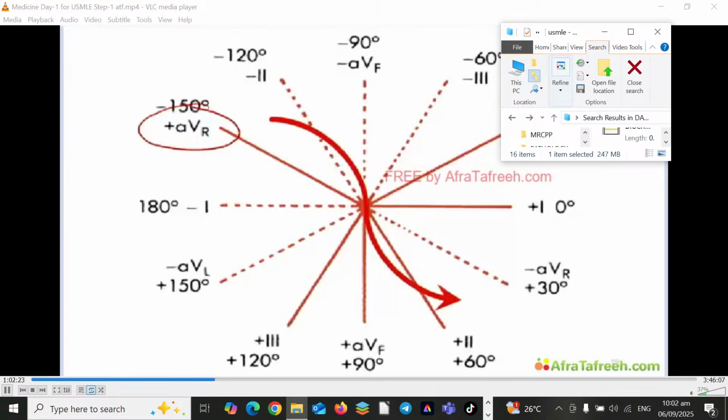In what condition would it become positive in AVR? It will become positive in AVR when this current is flowing in the opposite direction. That means it is starting from the ventricle and going upwards to the atria. Such a condition is called a ventricular rhythm. Such ventricular rhythms are either ventricular tachycardia or ventricular fibrillation. So extreme axis, that is positive in AVR, that is minus 150 degree axis, would be present in ventricular tachycardia or ventricular fibrillation.